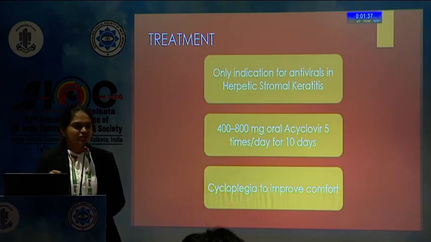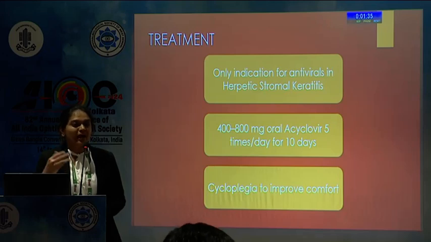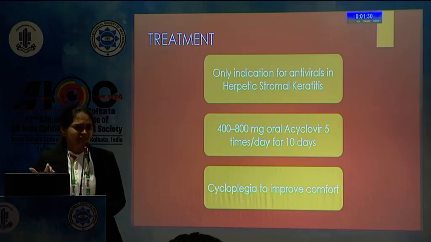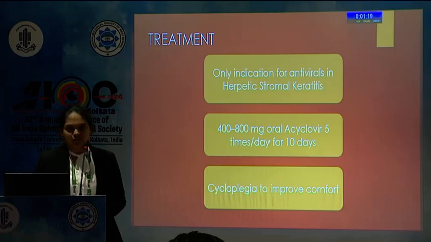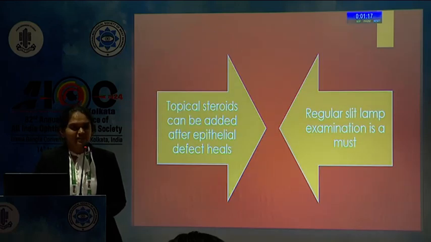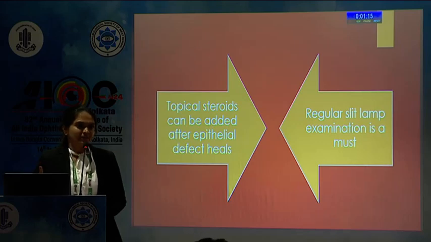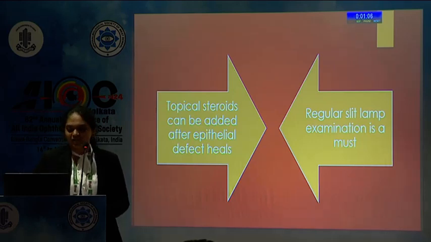Treatment: the only indication for stromal keratitis where you give antivirals is a necrotizing keratitis. Whereas like I told you, the rest of the stromal keratitis is due to immune reactions and you have to give steroids. And what we usually give is 400 to 800 mg of oral acyclovir 5 times a day for 10 days, cycloplegia to improve comfort. And topical steroids can be given, but only after the epithelial defect heals. And obviously, you have to do regular slit lamp examinations to know how the patient is responding to steroids. And if there are any recurrences, you cannot give steroids.